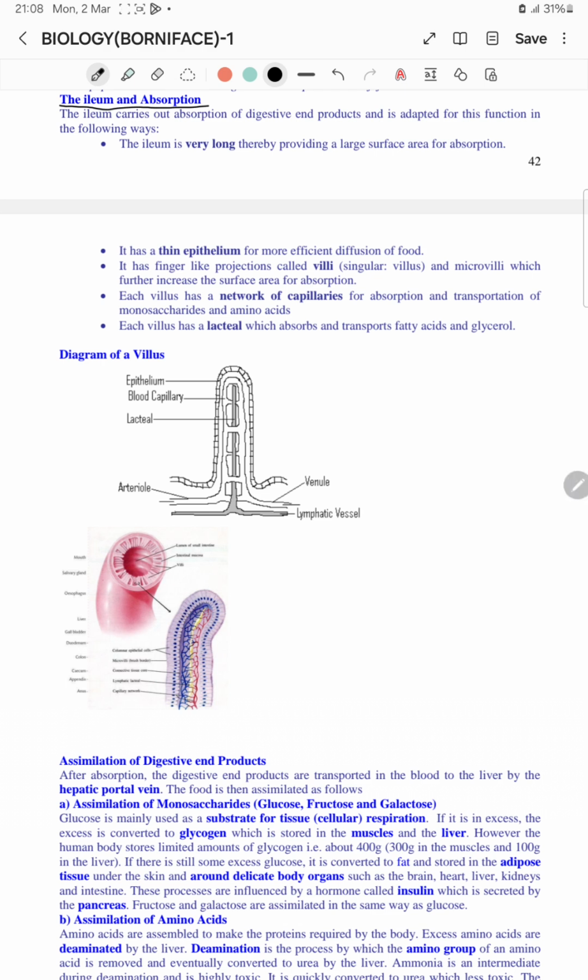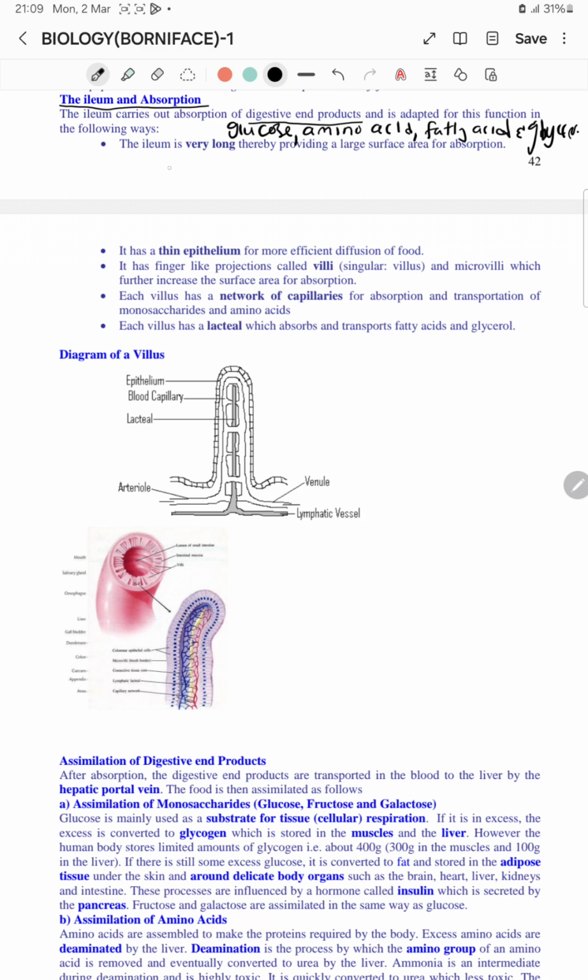Okay, what are the end products that we are talking about? We are talking about glucose, amino acids, as well as fatty acids and glycerol. These are the ones we are talking about. So the ileum carries out absorption of digestive end products and is adapted for this function in the following ways.